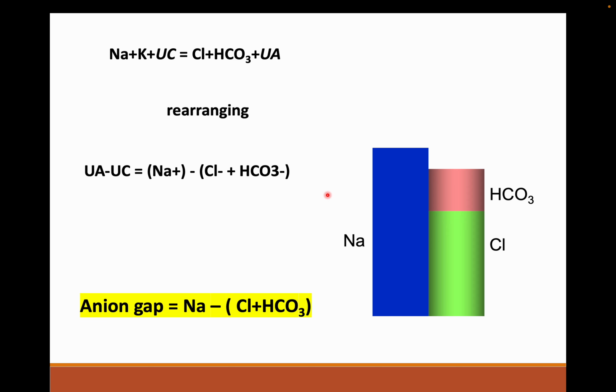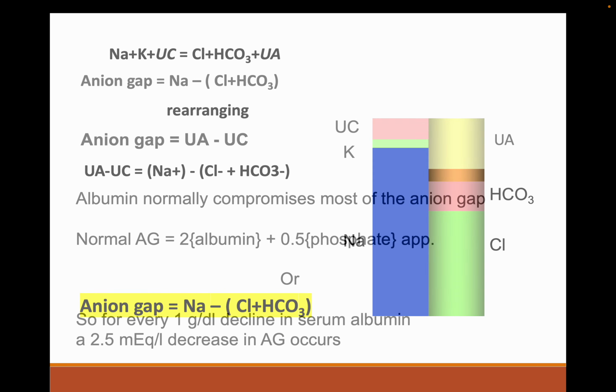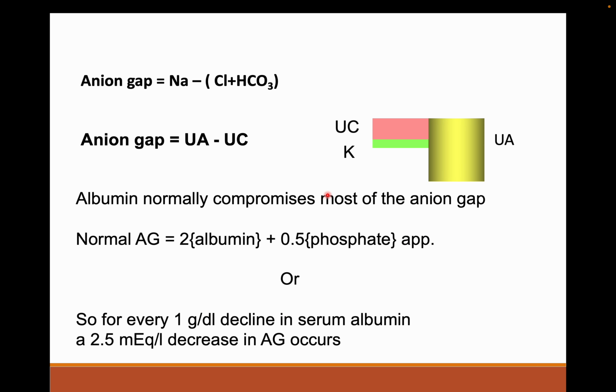This is again unmeasured anions and unmeasured cations. I mentioned the formula, but this is just for theoretical purposes. What is the basic understanding you require? What is the difference between HAGMA and NAGMA? In NAGMA there is chloride compensation. That is why there is a normal anion gap. For every loss in bicarb, the chloride is conserved. That is why NAGMA is there. In the case of high anion gap, there is no such conservation of chloride. There is an increase in organic acids that is causing the increased anion gap.